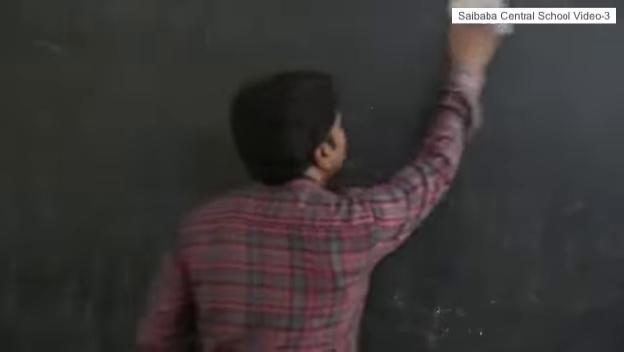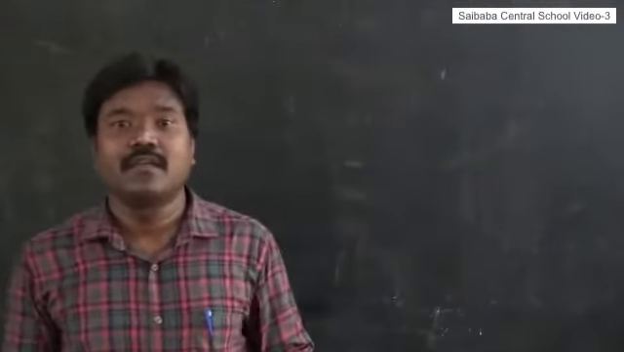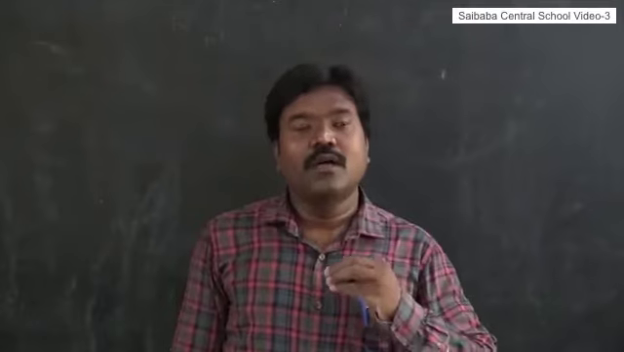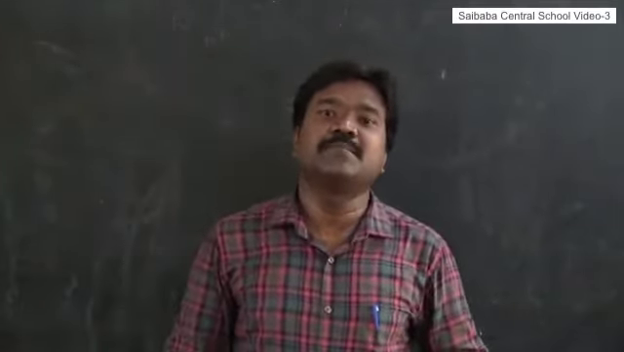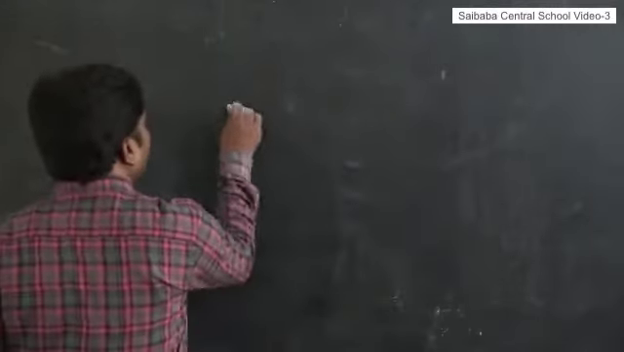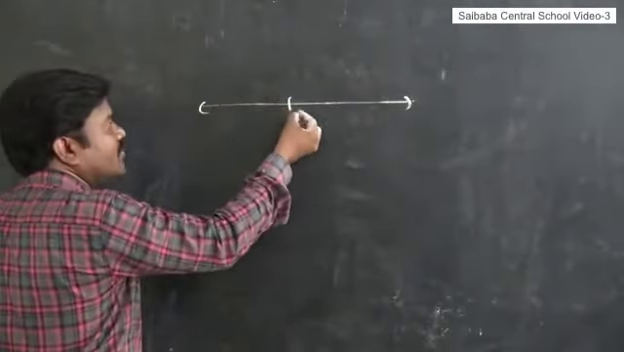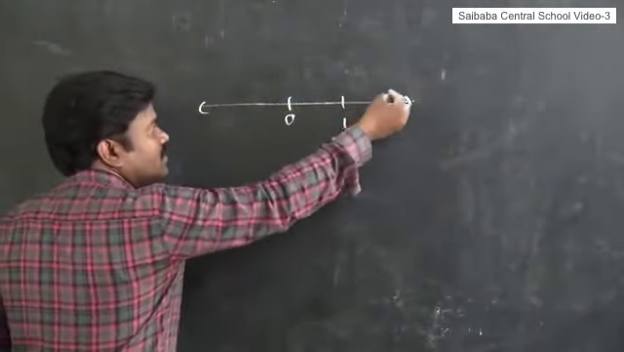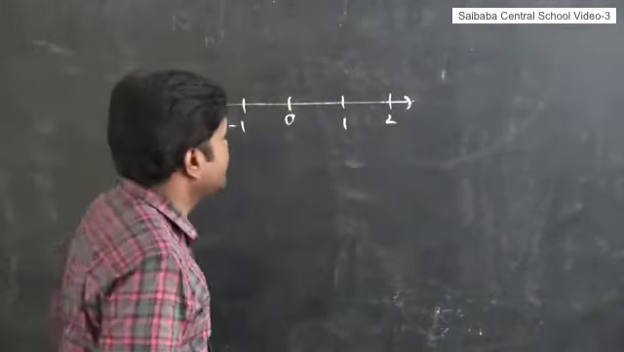Now let us go to representations. Already you know, in 8th class you learned the representation of rational numbers on the number line. Now I am giving one more model question: finding rational numbers between two rational numbers. Now I am taking a number line. This is 0, this is 1, this is 2, and this is -1.